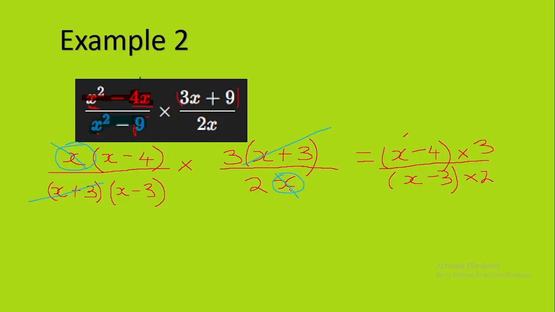Another way of writing this, that would just be equal to 3 times x minus 4, over 2 times x minus 3.